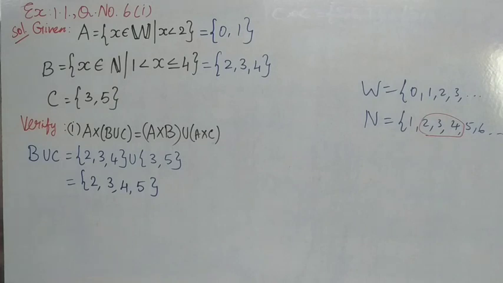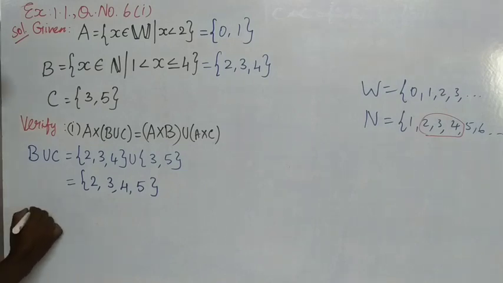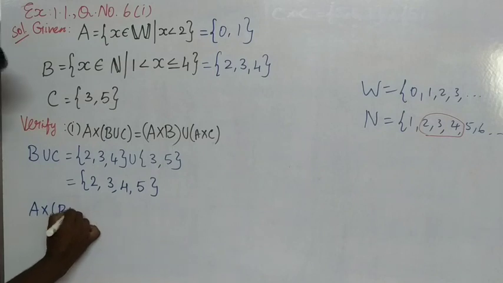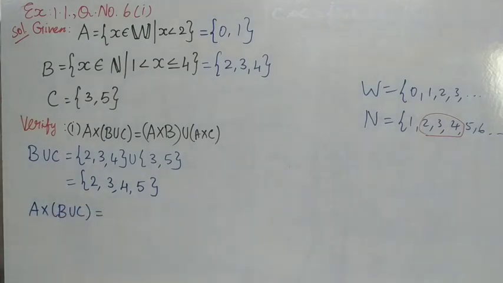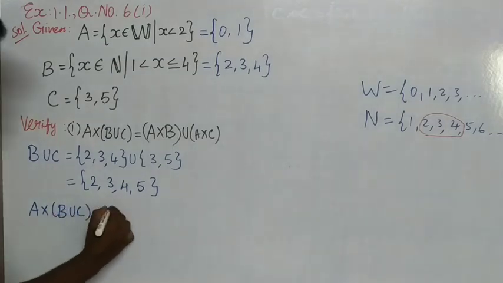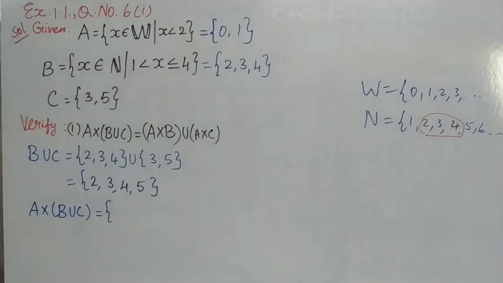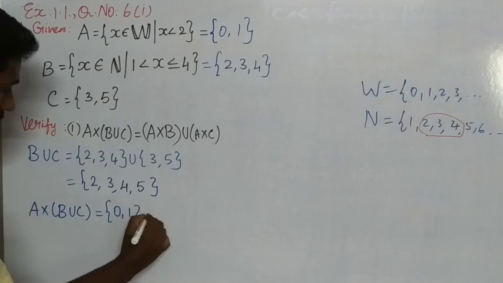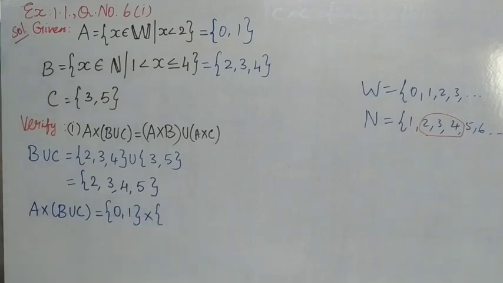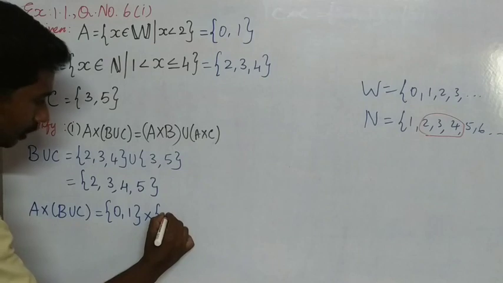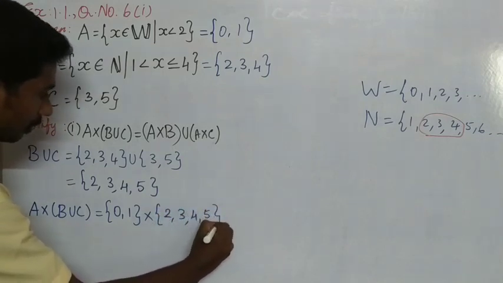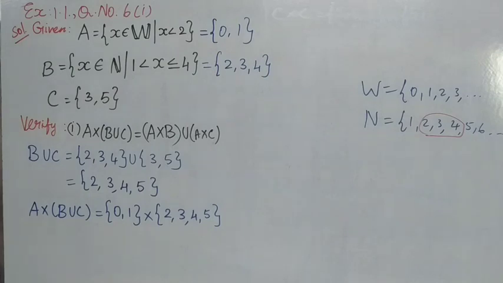Okay. Now let's find A cross (B union C). So first we have to write the elements of A. What are the elements of A? The elements of A are 0, 1, cross. The elements of B union C are 2, 3, 4, 5. These are the elements of B union C.